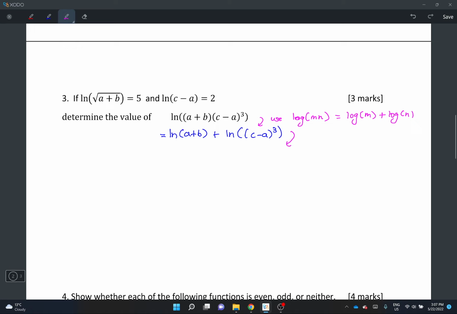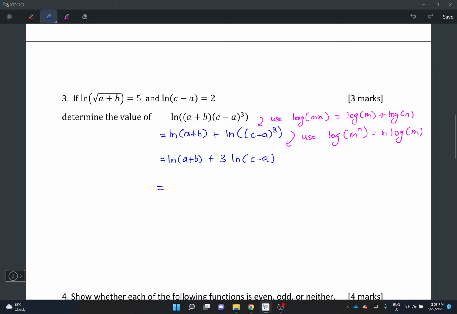The next step is I'm going to use the log of m raised to the power of n is equal to n times the log of m. I'm going to use that on the last term to bring the 3 down in front. So ln of a plus b plus 3 times the ln of c minus a.